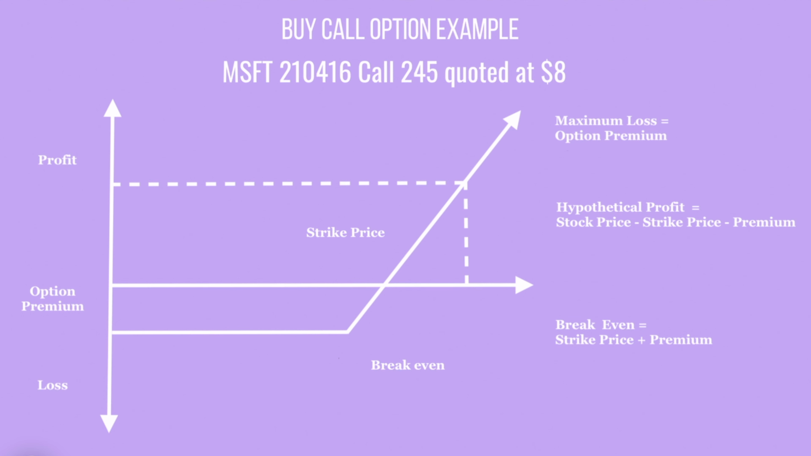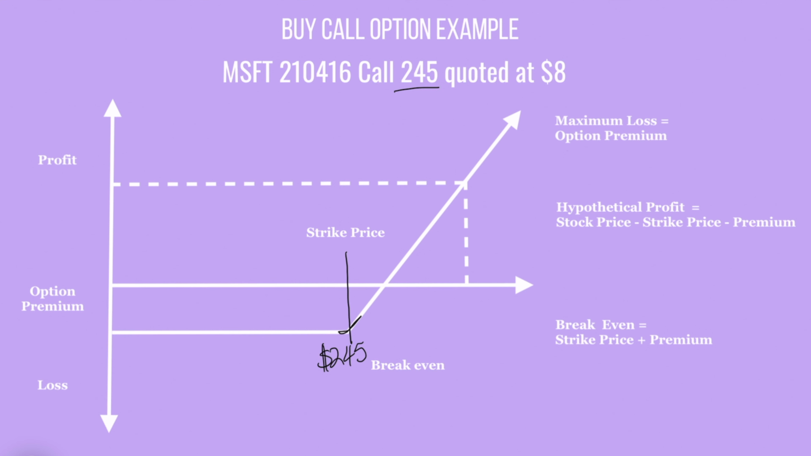And this is a profit and loss graph for buying a call option. In this example, your strike price is $245. So we're going to mark this strike price right here, $245. And an easy way to remember where to mark the strike price is where your graph changes directions.